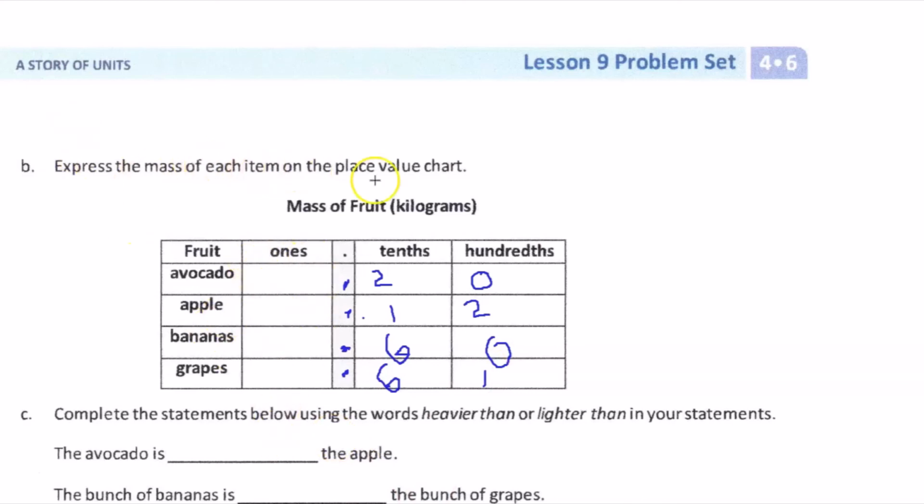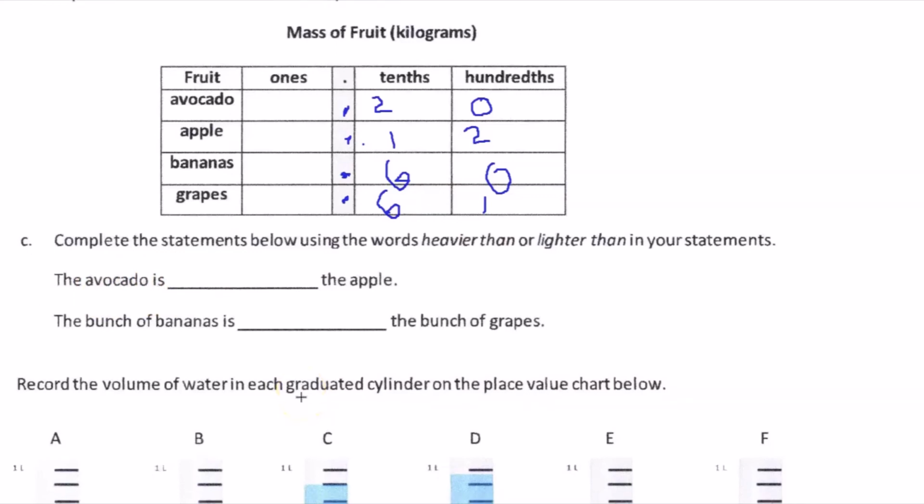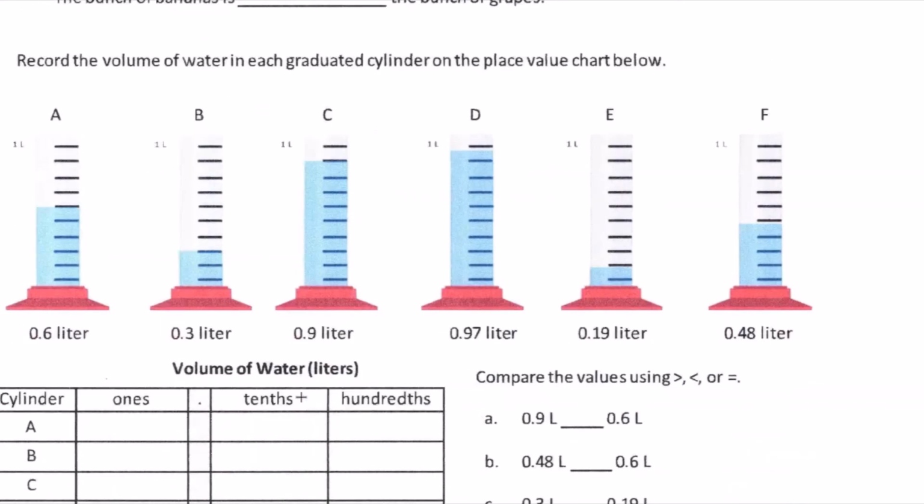So it says express the mass of each item. Now, complete the statements below using the words heavier than and lighter than. So I want you guys on your own to tell us, is the avocado lighter or heavier than the apple? That should be fairly easy. Now, number 3, it says record the volume of water in each graduated cylinder on the place value chart below.